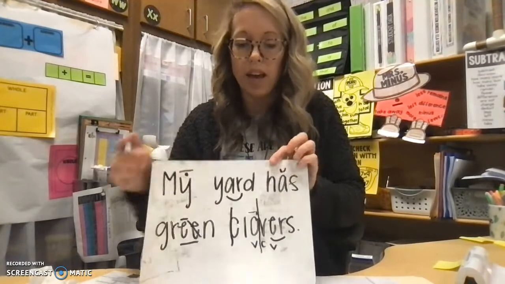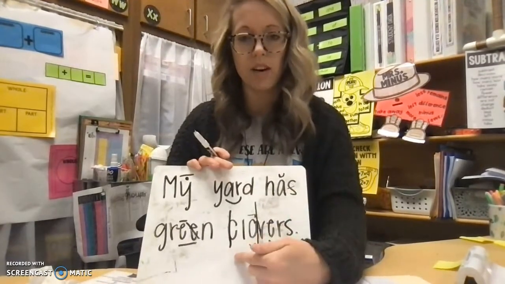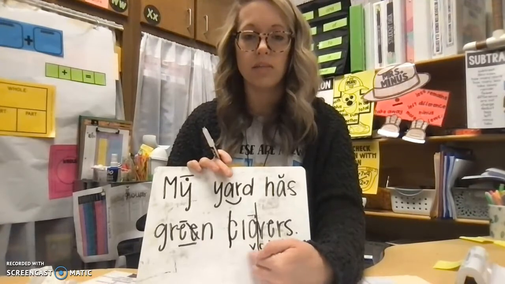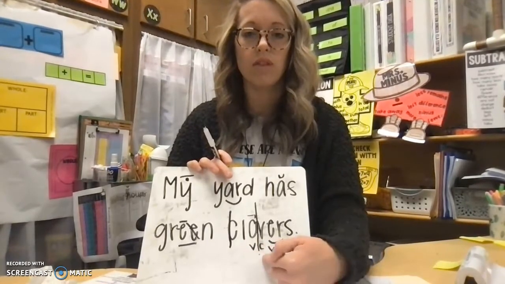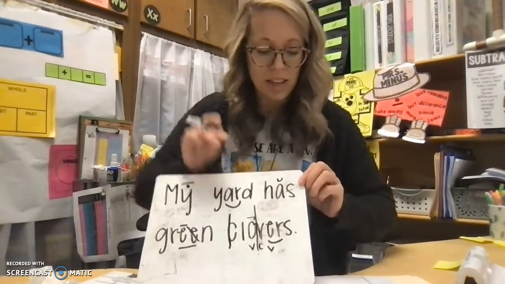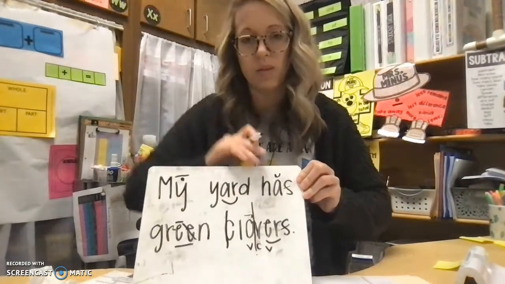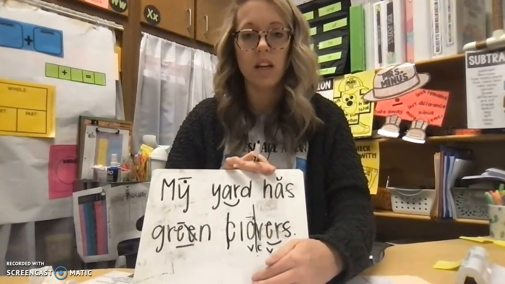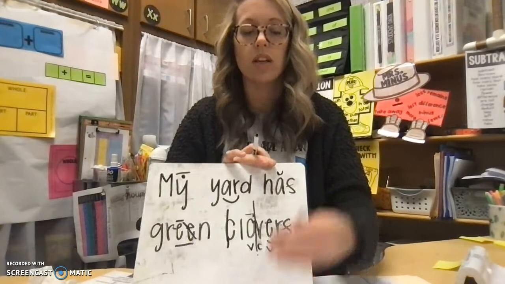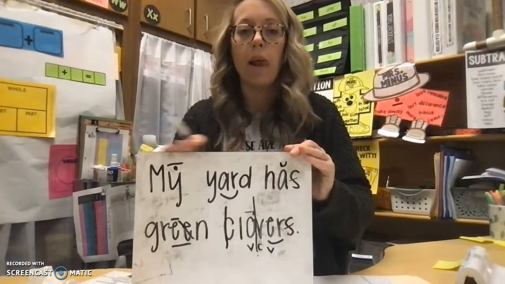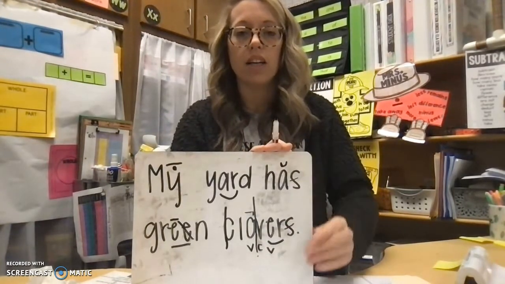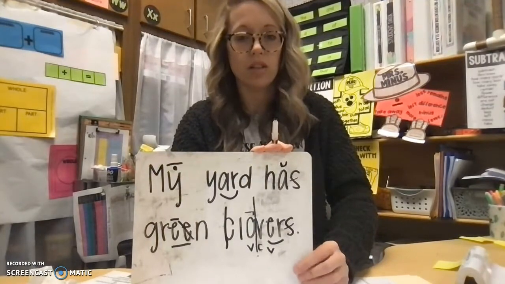So let's read what we have right here in this word. Let's phonetically sound it out. Ready? This is a blend. Clovers. And this S is making the Z sound, so we're going to put the voice line on it. Clovers. Now let's read the whole sentence together. Ready? My yard has green clovers.